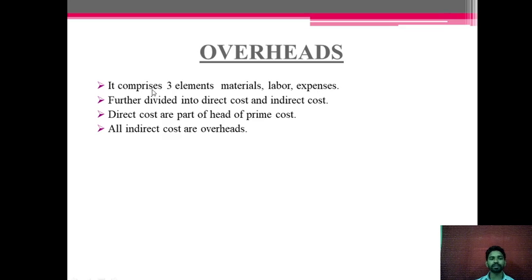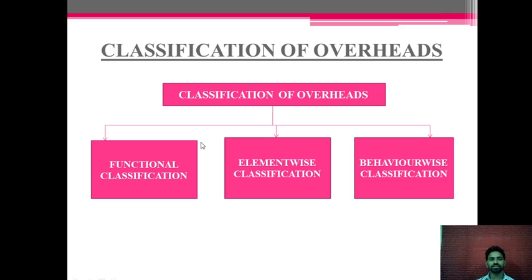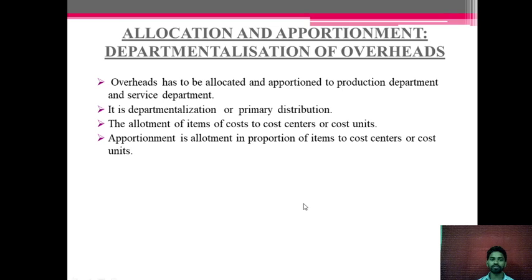It comprises three elements: material, labor, and expenses. The direct cost comes under the prime cost, and all the indirect costs are the overheads. Like this we discussed the classification of overheads: the functional classification, element wise classification, and the behavioral classification.